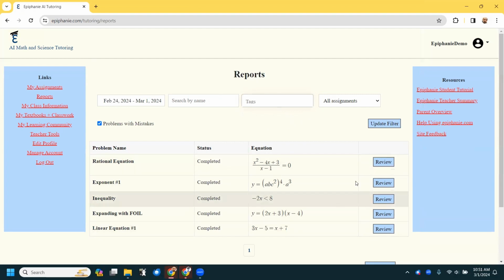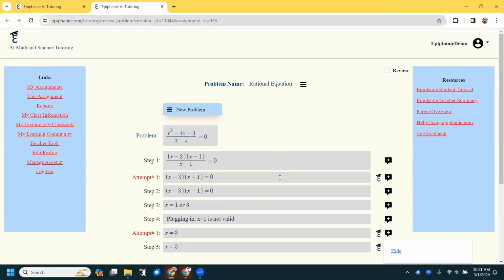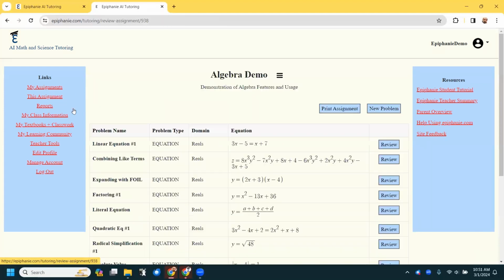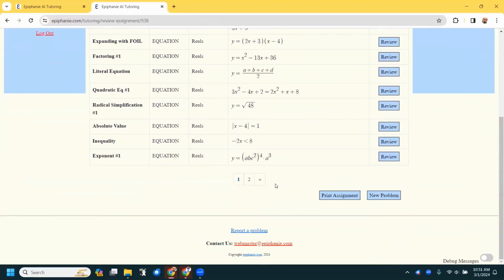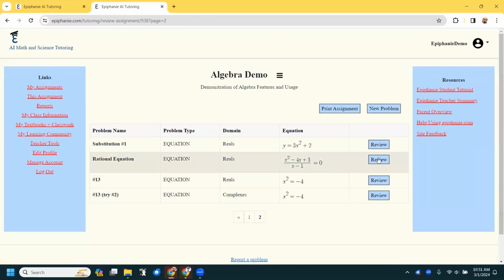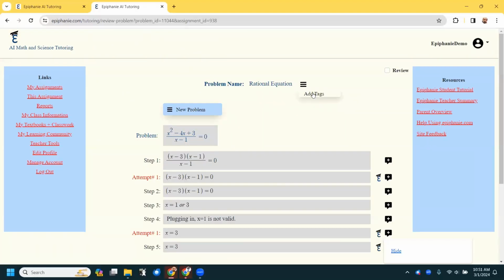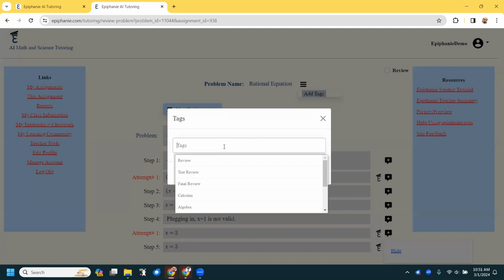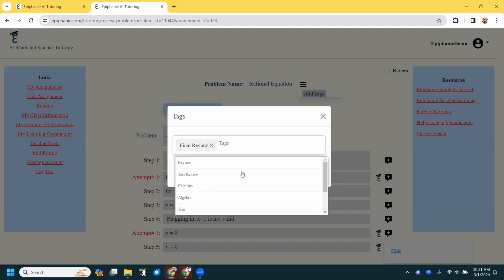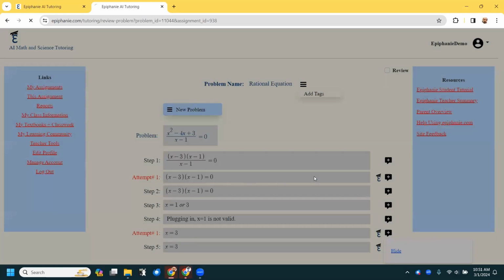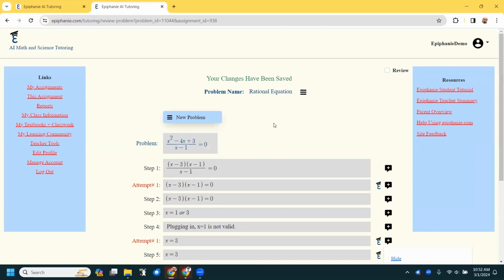You can see those problems, and you can click into these to review them to see what happened in those problems. I also want to point out one more thing that I didn't show during the problem set. Let's say I want to review this problem later for my final exam. I can come up here and add tags to this, and I can say I want to mark this for final exam review later, and save that. And now I have that as a problem that I can look back at later if I want to.